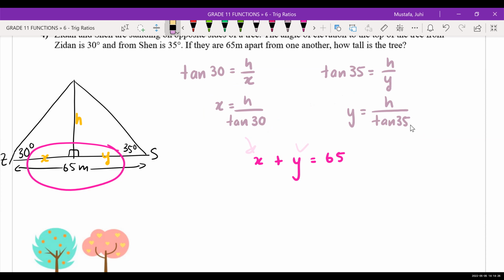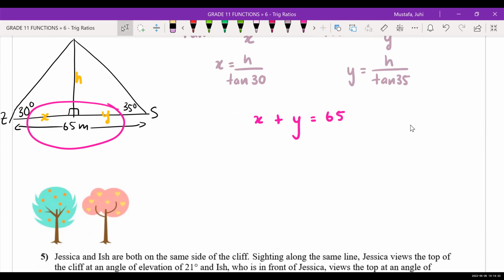You also can't assume that they're exactly halfway in between. You can't split up the 65 and make it that way. So this is the only way to solve it. Our X is h over tan 30. And our Y is h over tan 35, and together that is equal to 65.